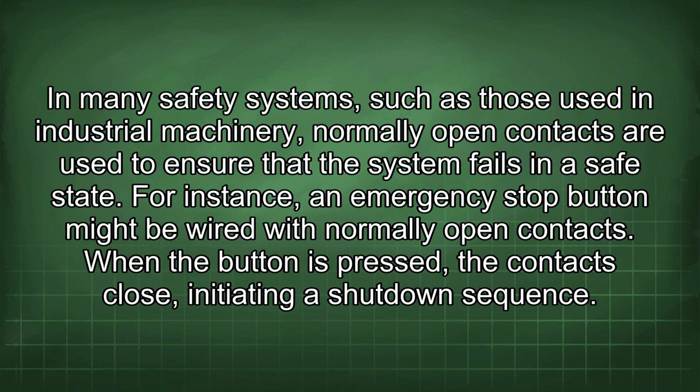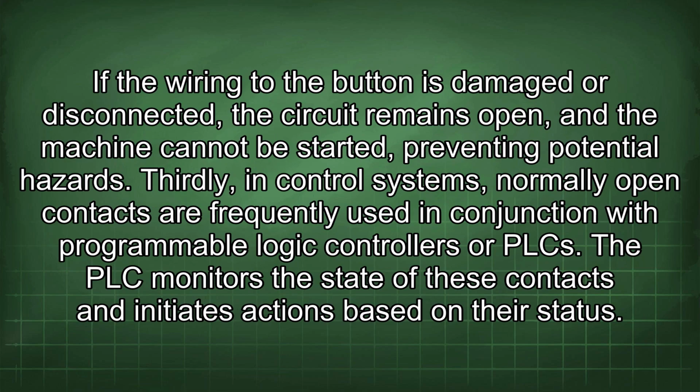Secondly, consider safety circuits. In many safety systems, such as those used in industrial machinery, normally open contacts are used to ensure that the system fails in a safe state. For instance, an emergency stop button might be wired with normally open contacts. When the button is pressed, the contacts close, initiating a shutdown sequence. If the wiring to the button is damaged or disconnected, the circuit remains open and the machine cannot be started, preventing potential hazards.